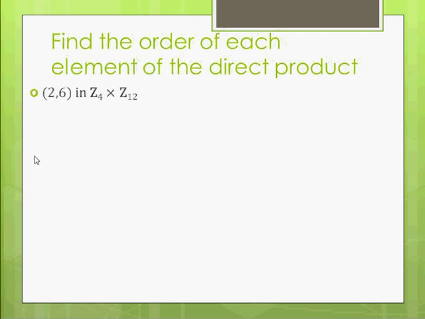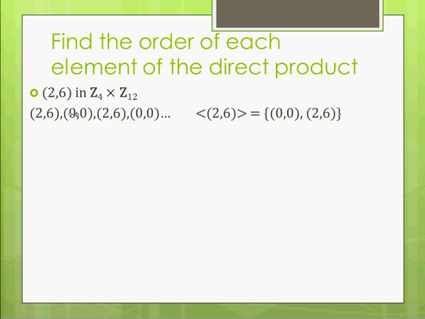Okay. So find the order of each element and of the direct product. So (2, 6) in Z4 cross Z12. How do we find the order? That means we basically add it to itself. We keep adding it to itself until we get the identity. So (2, 6) plus (2, 6) turns out to be (0, 0) when you mod it by Z4 cross Z12. So (2, 6) generates the cyclic subgroup with the identity and (2, 6).